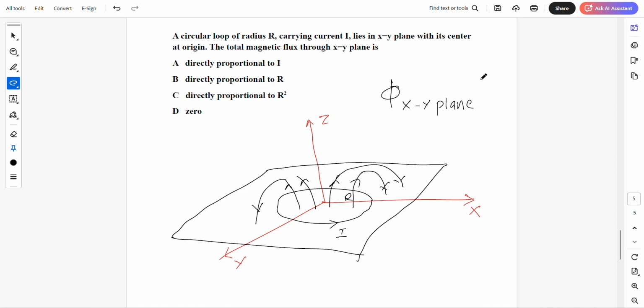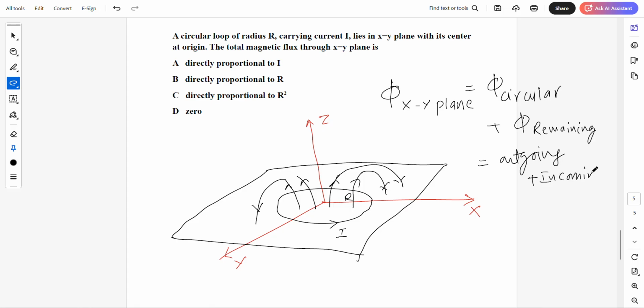Flux of the xy plane is equal to flux of the circular loop plus flux of the remaining, that is equal to outgoing plus incoming. How much is outgoing? Same as incoming. Therefore, the total will be how much?